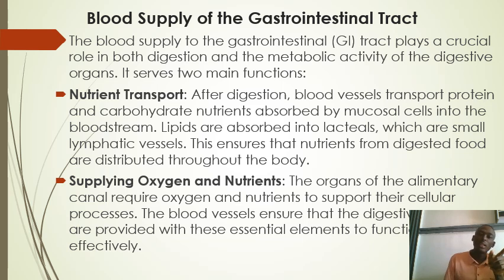The second function of the blood supply in the GIT is to supply oxygen and nutrients to the organs that are working to absorb these nutrients themselves. The organs of the alimentary canal require oxygen and nutrients like all other organs of the body, to support their cellular processes. The blood vessels ensure that the digestive organs are provided with these essential elements to function effectively.